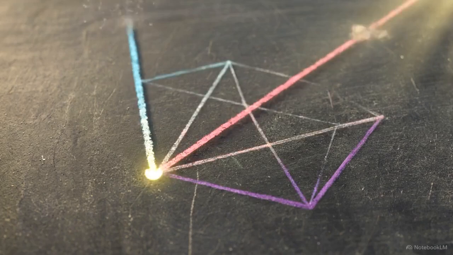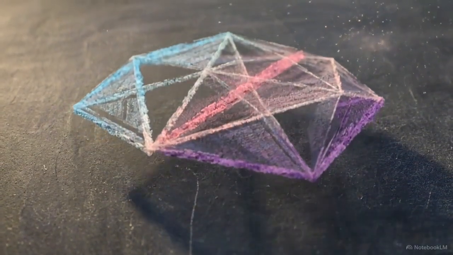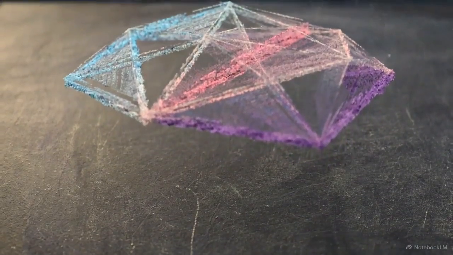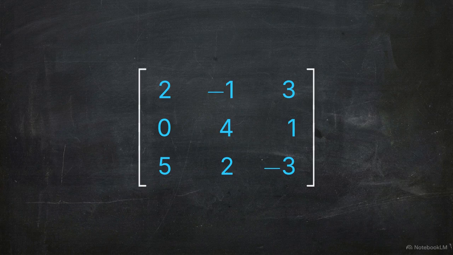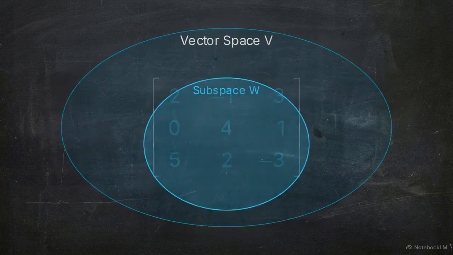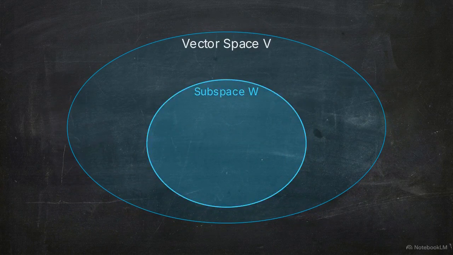Matrices function as structural maps. When we look at an array of numbers, we are observing the encoded geometry of a vector space. The challenge lies in using these grids to reveal that hidden architecture. This starts with the concept of a subspace.